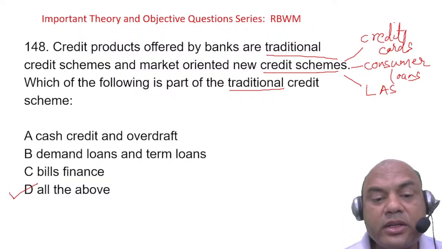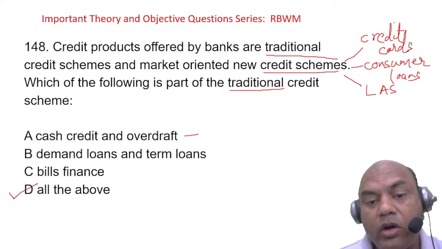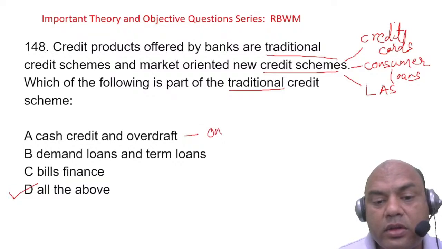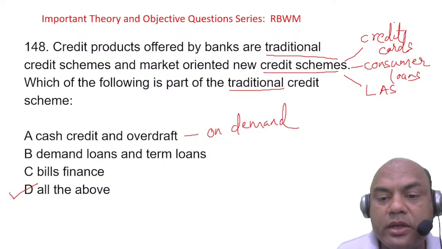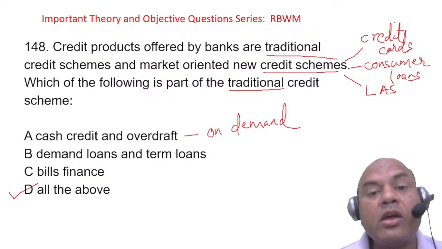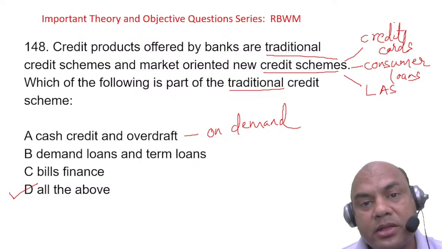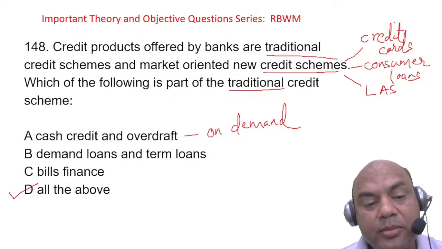What is CCOD? CCOD is a loan which can be repaid anytime. On demand we call it. Okay, this is known as CCOD. It can be paid whenever it's required by the bank, or even the customer can repay it anytime. In CCOD, we only pay the interest every month. We never pay the EMI.